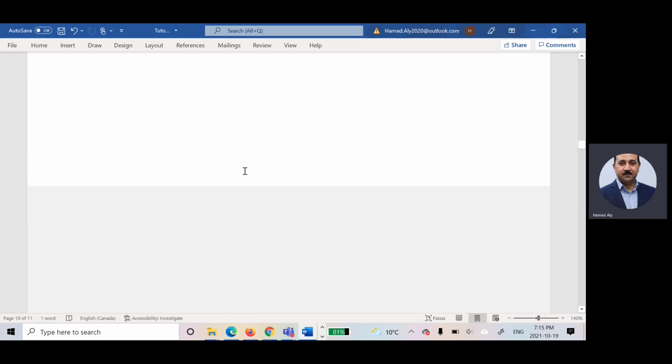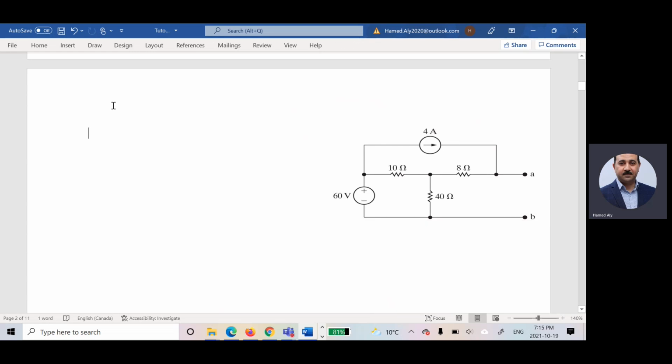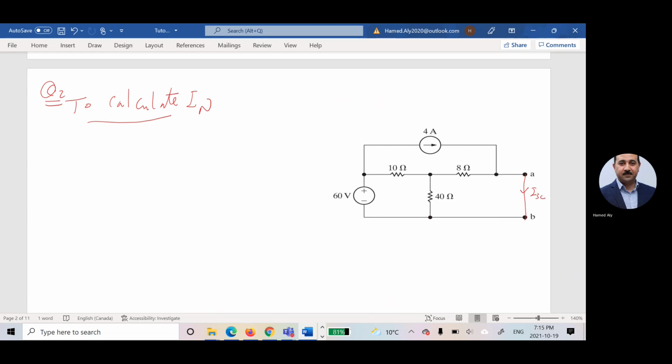He is asking me to find Thevenin equivalent for question 2. Sorry, Norton equivalent for question 2. So question 2. If you would like to find Norton equivalent, I would like to put a short circuit here. So if you add a short circuit here to calculate I Norton, I will find I short circuit here. And I short circuit is equal to I Norton.